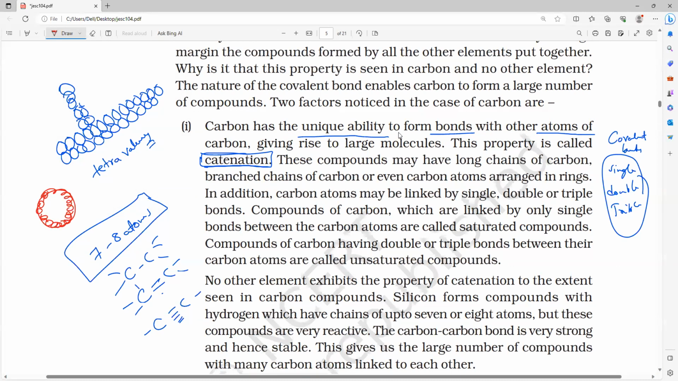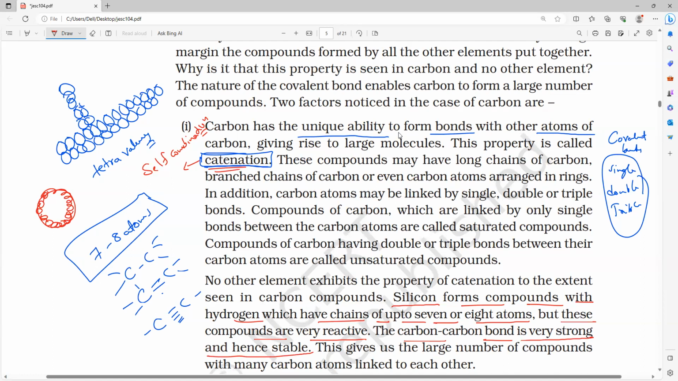This is what we call the catenation property, also known as self-combination. What is that name, all of you? Self-combination. No other element shows this property like carbon. But there are a few elements, for example silicon, underline this. Silicon also forms compounds with hydrogen which have chains of up to 7 or 8 atoms. But these compounds are very, very reactive. The carbon compound bonds are very strong and stable.